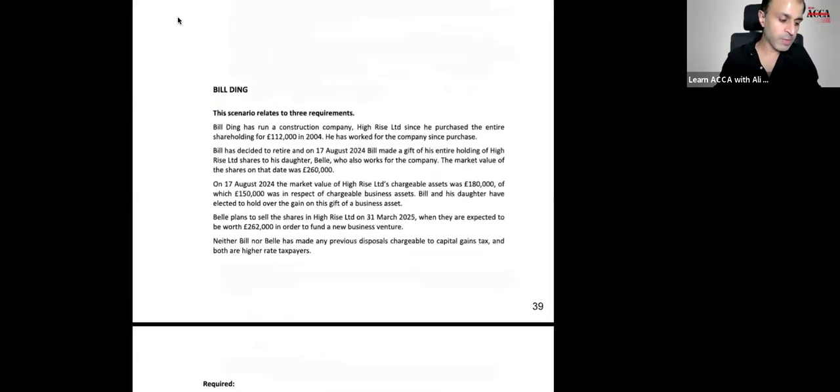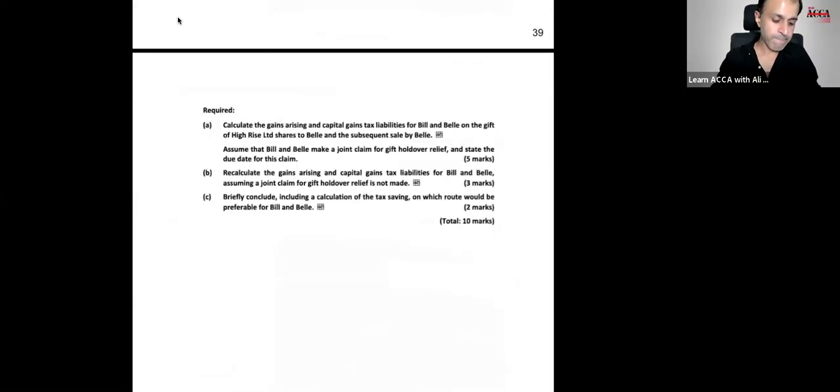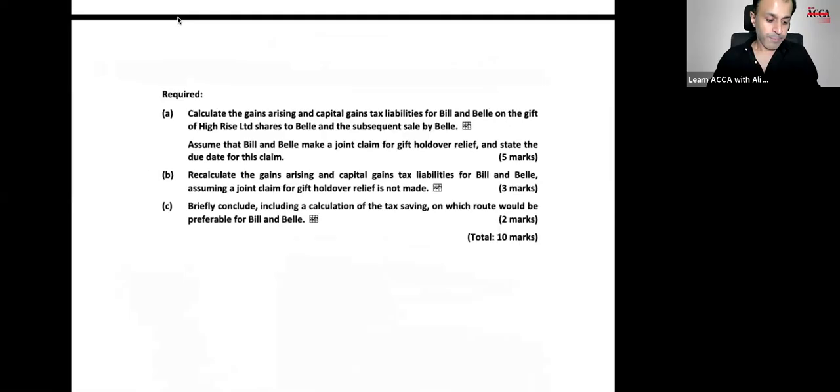Another question on capital gains, which will bring in some more reliefs. Calculate the gains arising and the capital gains tax liability for Bill and Belle on the gift of High Rise Limited shares to Belle and subsequent sale by Belle. Assuming that Bill and Belle make the joint claim for gift holdover relief, state the due date for the claim. Yeah, so this question once again will require us to make use of the relief.